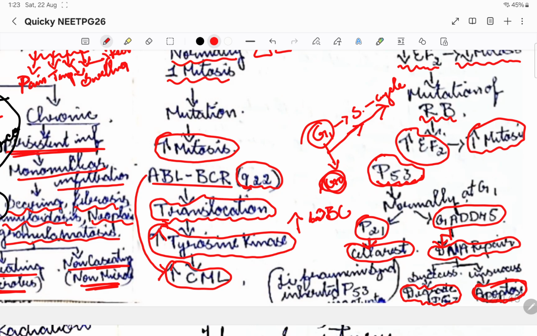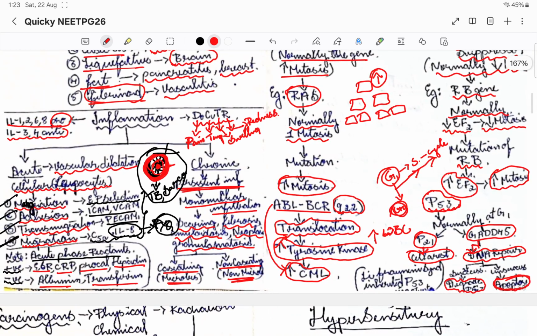When P53 is not working, that is, when the checkpoint is not there, all the damaged DNA also undergoes division, and that is when cancer happens. So this is how cancer happens. So you got an idea, right, how cancer might happen.